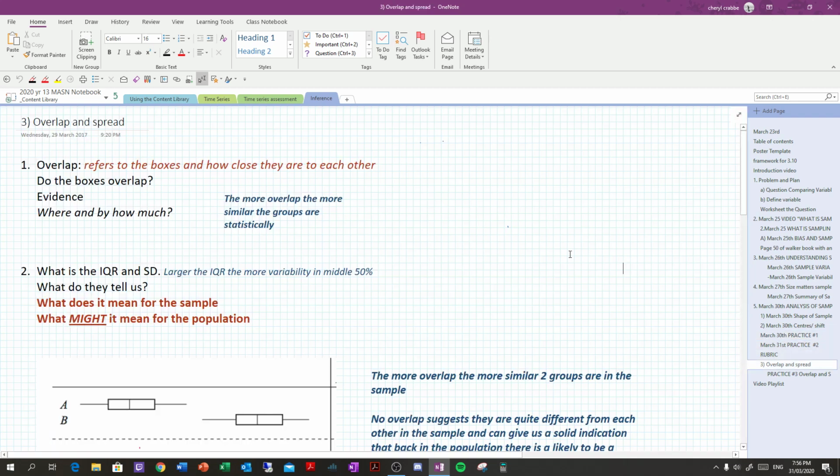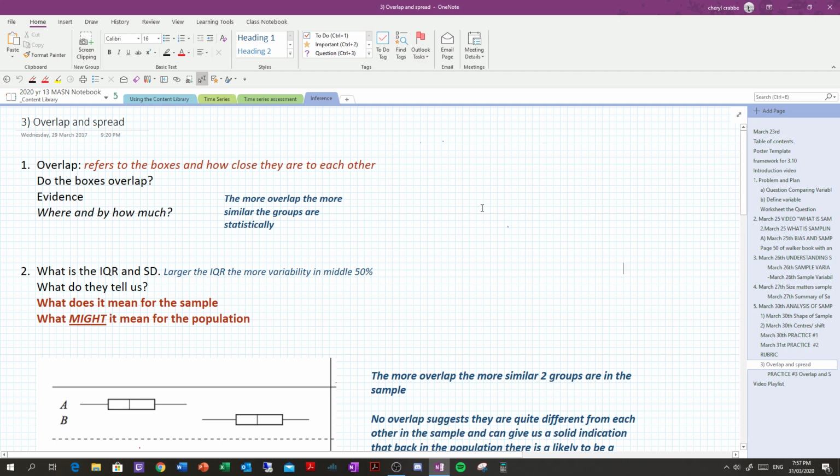And then today we're going to go through overlap and spread. Now I'm going to spend some time on overlap because overlap is quite important for making some decisions about what's going on in the sample. Again, if you've had inference in level 2, this will be a review. If you've not had any inference before, this will be a little bit onerous, and it will probably have to be looked at a couple of times.